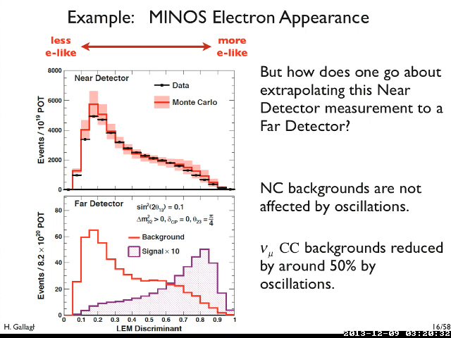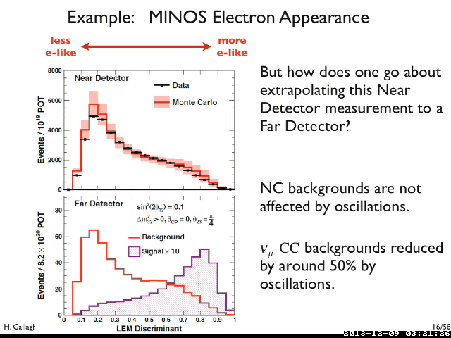So we collect our data, we form our electron-like discriminant, and we compare our data and our Monte Carlo in the near detector, and then we pick our events that are the most electron-like, which would mean placing a cut over here at sort of 0.7 or 0.8. If we look at what we would expect in our far detector, the background events, this red histogram here, are basically what we've measured in the near detector. And the signal, true nu-e CC appearance, would fall over on the right-hand side of this kind of distribution.